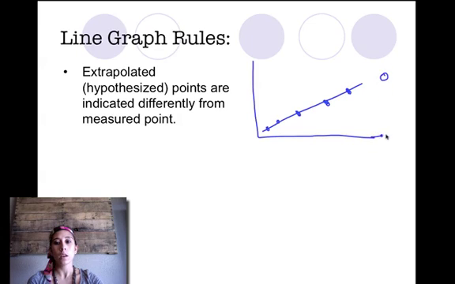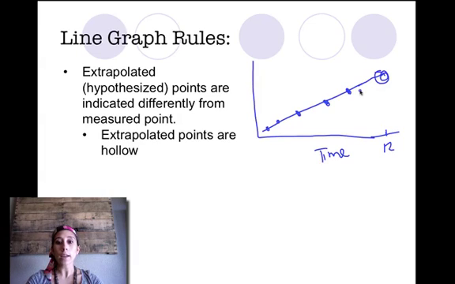So let's just say we're looking at information and we want to know what happens on the 12th month. We're looking at time, and we want to determine and predict what's going to happen at the 12th month. Well, we can see that there is some sort of correlation. Anyways, you can predict what happens at the 12th month, but because we did not technically measure this point, that's why it's hollow.